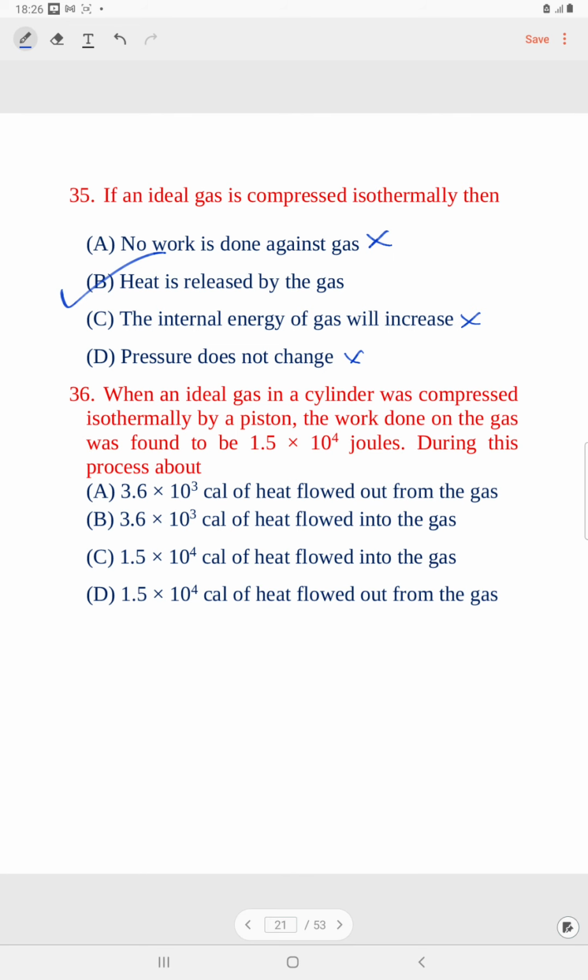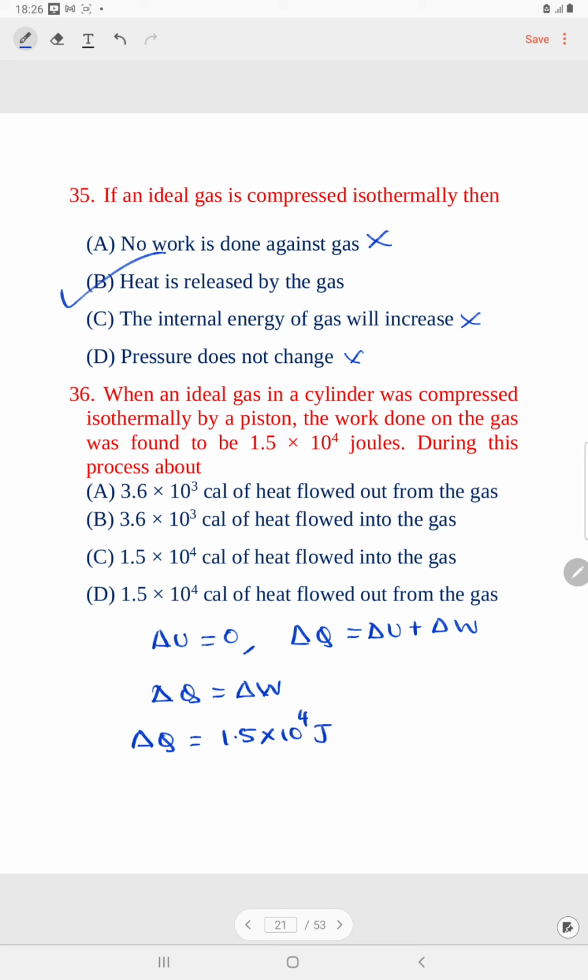36. When an ideal gas in a cylinder was compressed isothermally by a piston, the work done is found to be 1.5 into 10 power 4 joule during this process. Isothermally means one thing is final, delta U is 0. As a result, if I write delta Q is equal to delta U plus delta W, that shows delta Q will be exactly equal to delta W. And delta W is given as 1.5 into 10 power 4 joule. But remember students, it is compressed. Compressed means the heat is actually released. In the previous question itself I said heat is released. Heat will be going out of the gas.